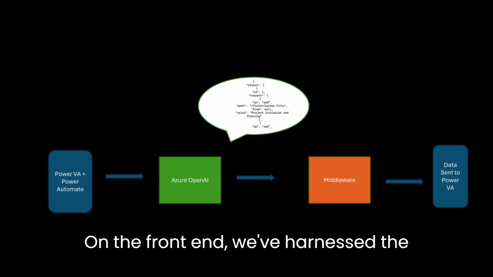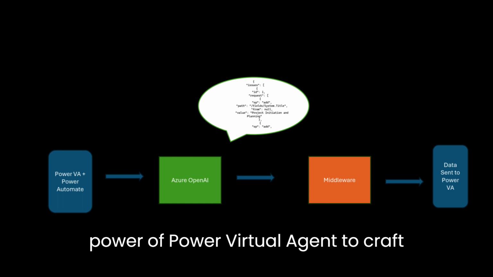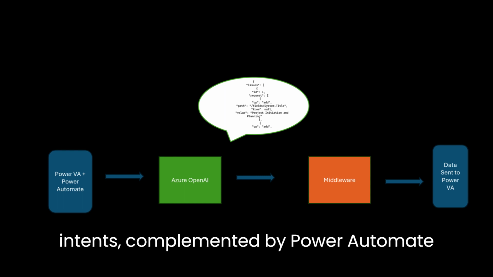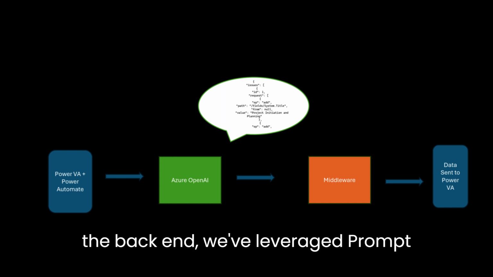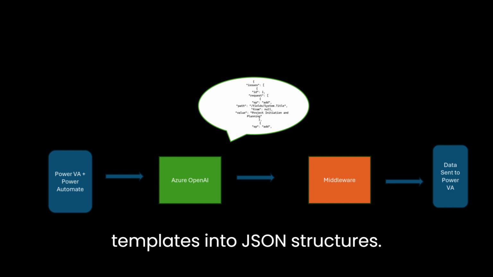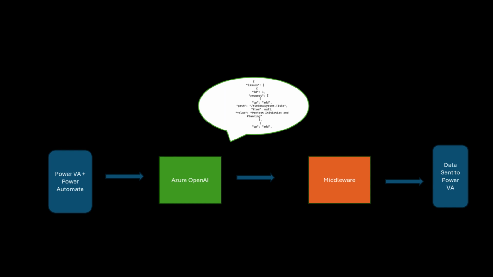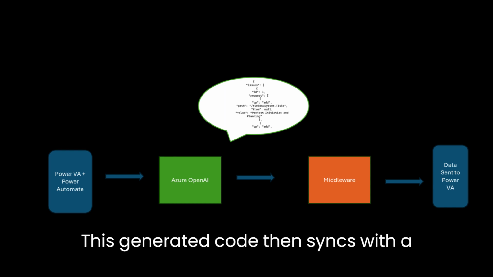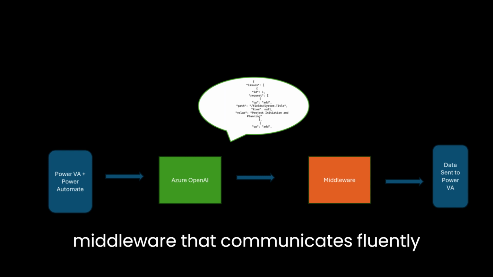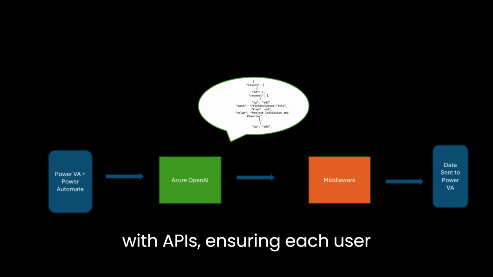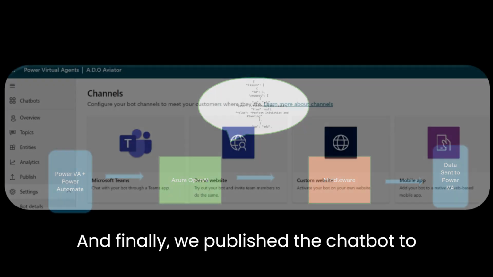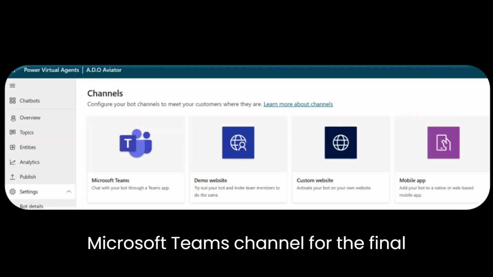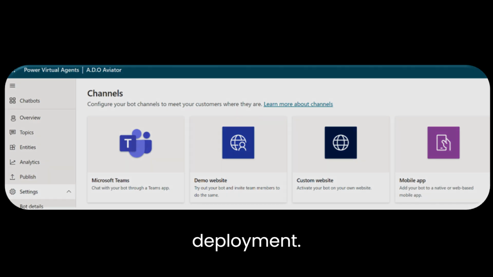On the front end, we've harnessed the power of Power Virtual Agent to craft intents, complemented by Power Automate for a smooth OpenAI integration. In the back end, we've leveraged prompt engineering to turn sample project templates into JSON structures. This generated code then syncs with a middleware that communicates fluently with ADO APIs, ensuring each user command is executed without a hitch. And finally, we published the chatbot to Microsoft's Teams channel for the final deployment.